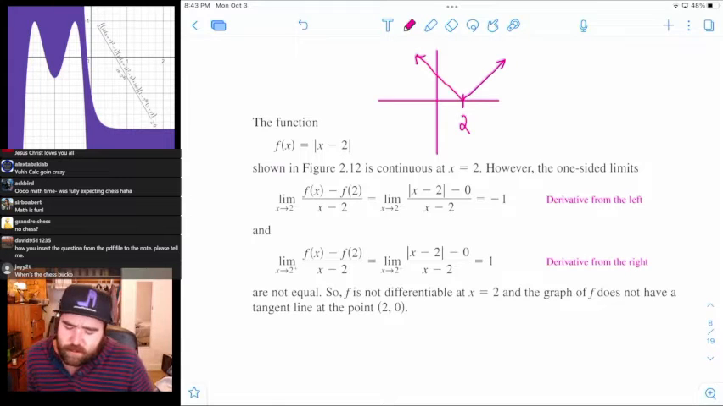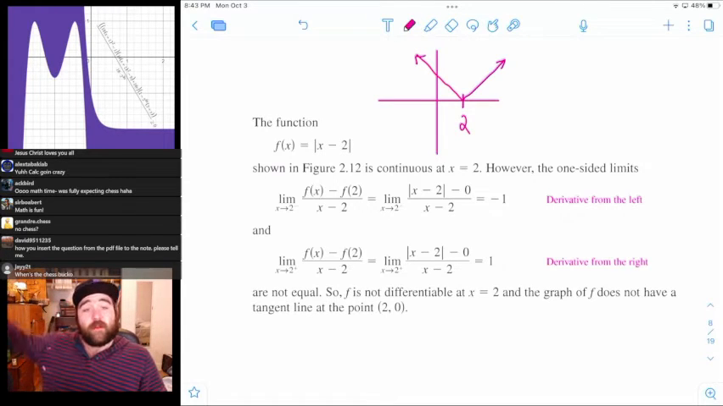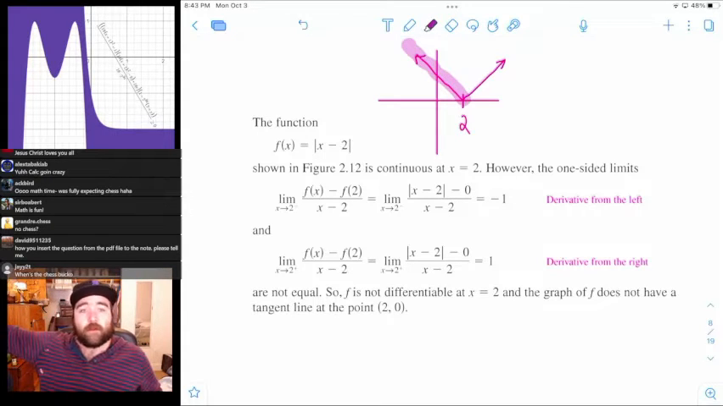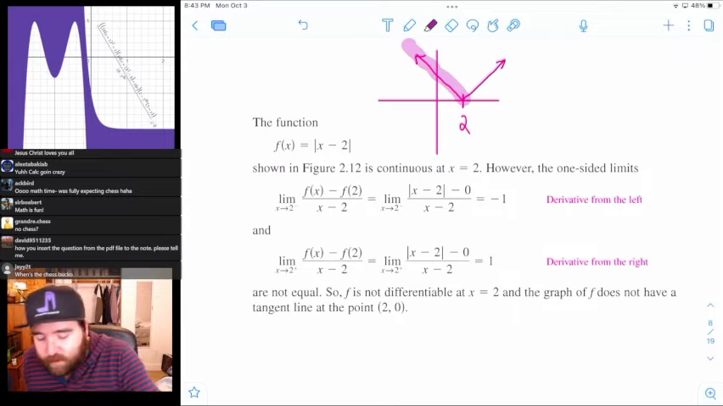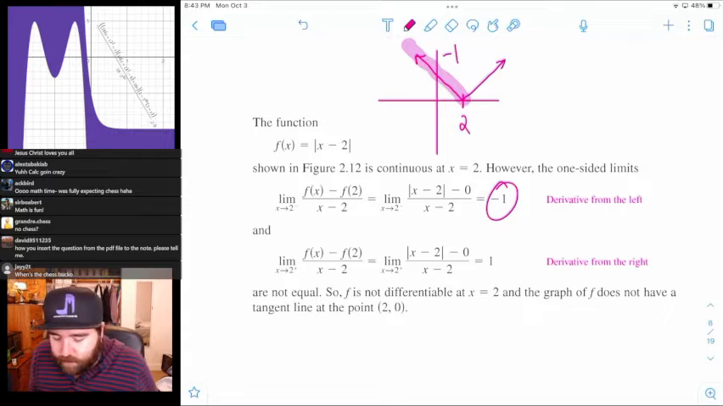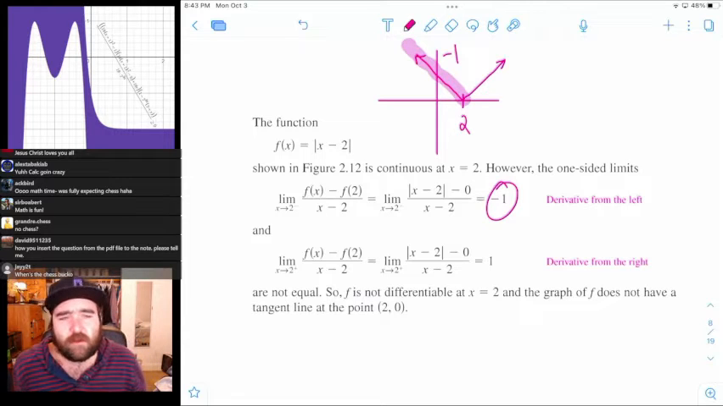They want you to notice the derivative on the left side. What's the derivative on the left side of 2? Of this line right here. We'll see how it's just a line. And if you know absolute value, that should be -1. That's what that tells us right there. You see, they actually calculated it, but you can just look at it. It's a line. That slope is -1.